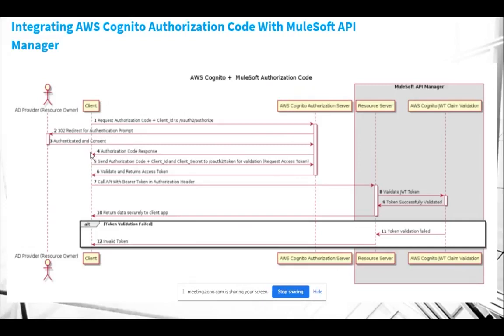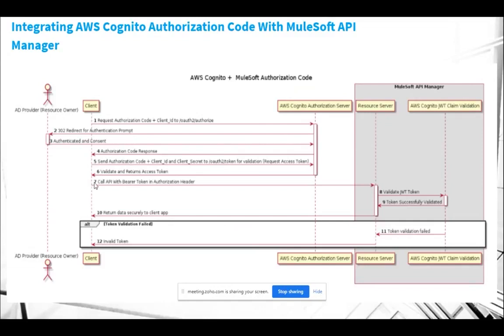Now what happened? The client has to generate the access token or JWT token. The client will send the authorization code plus client ID and client secret to the OAuth/token URL of the authorization server. The authorization server will return a token. Now we got the token.